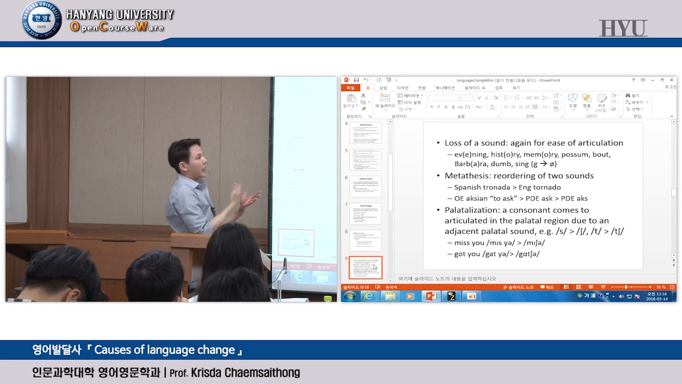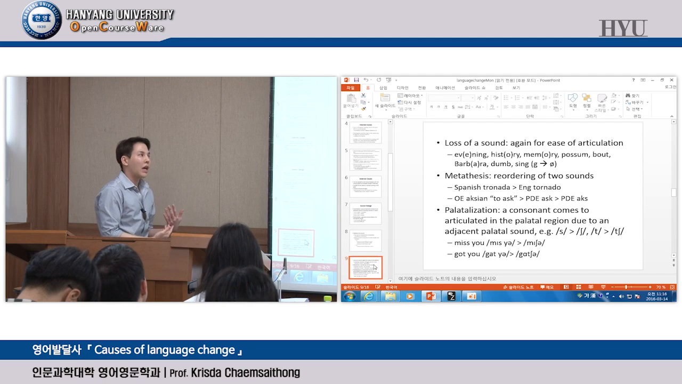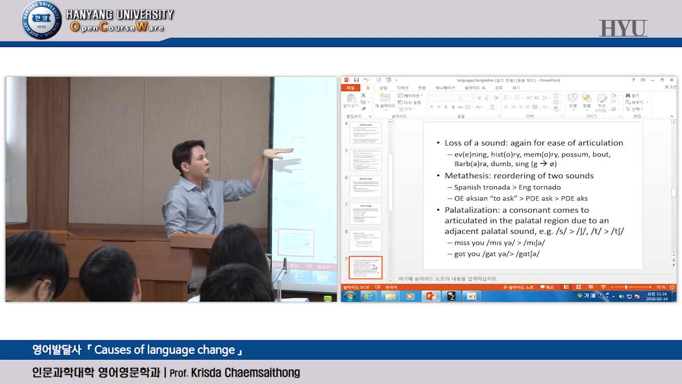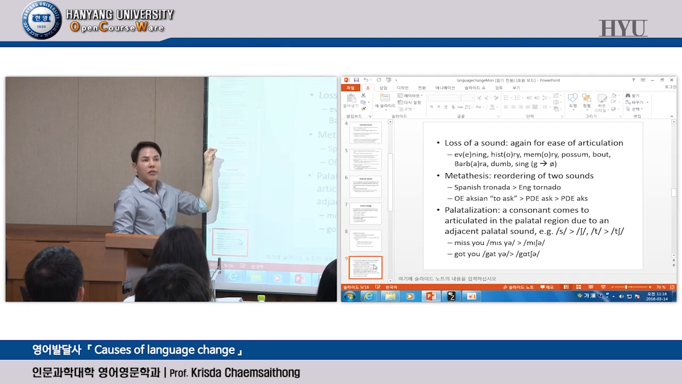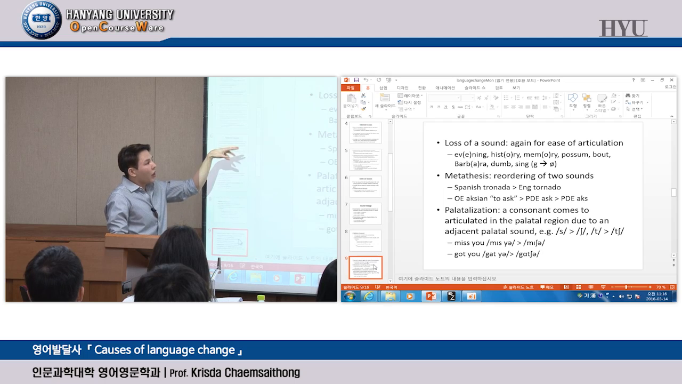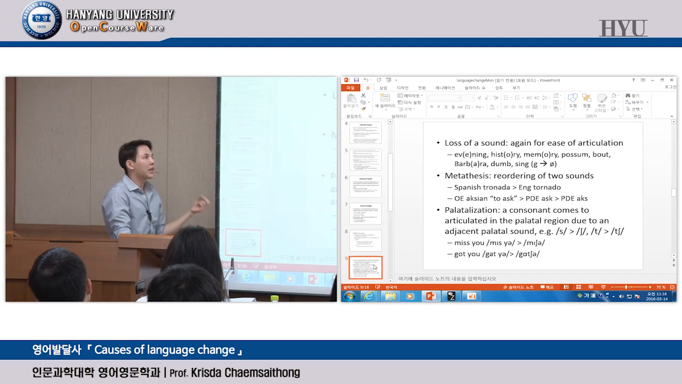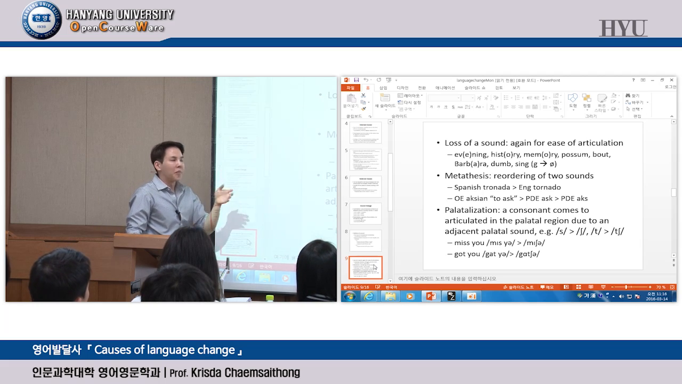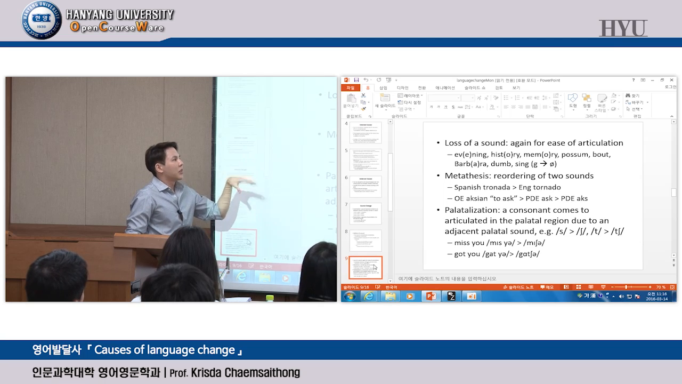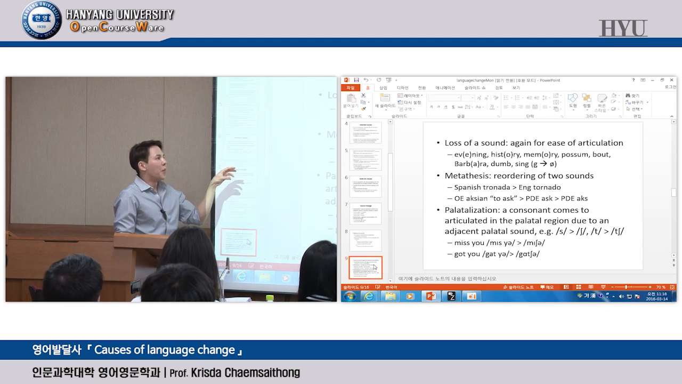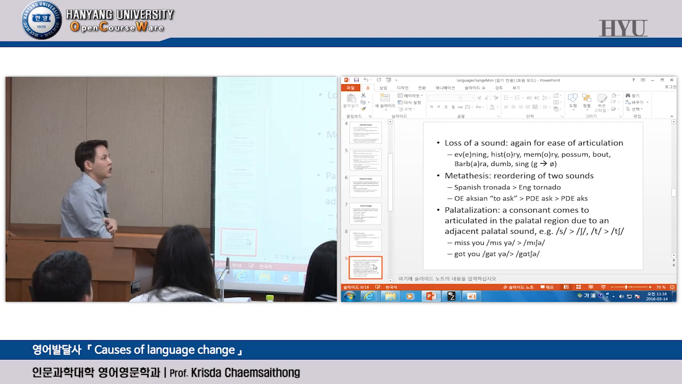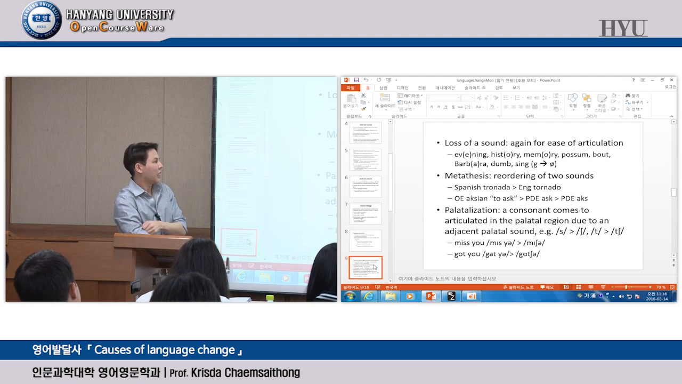When you have an addition of sound, you can lose a sound also, right? Again, for ease of articulation, for all these syllables which can be pronounced in careful pronunciation: evening, history, memory, right? Opossum, like that. About, Barbara, dumb, without the B, sing, G is gone to 0, like that. So this is common in many languages, right?